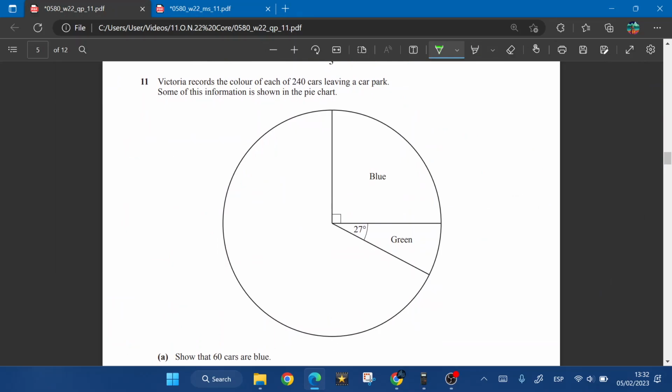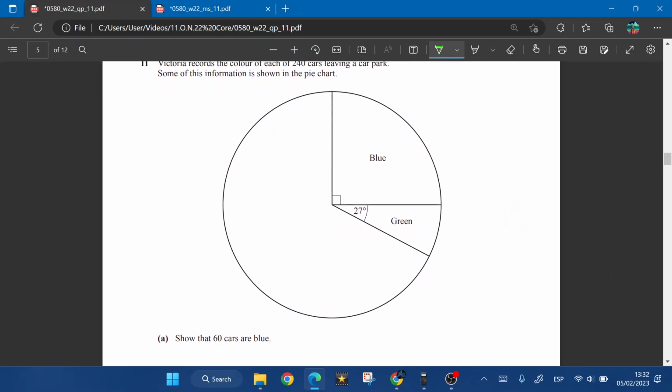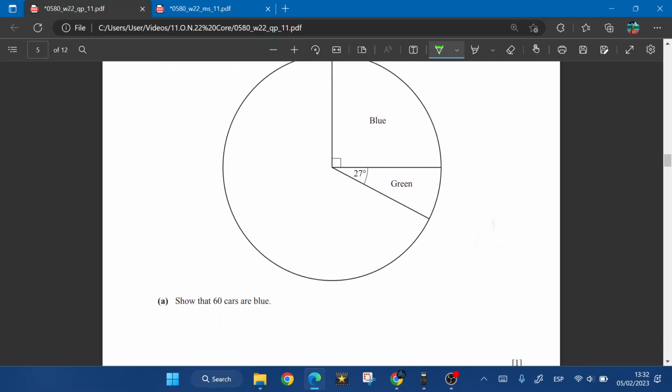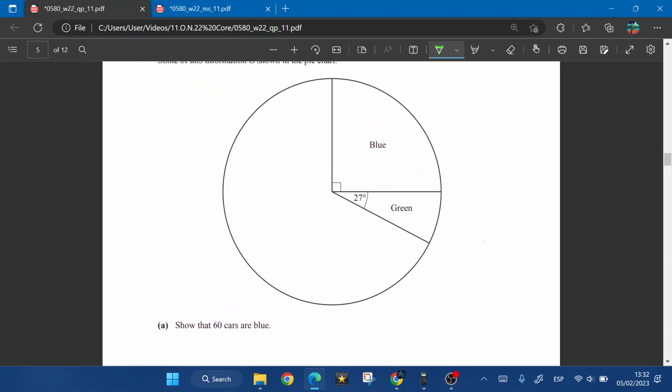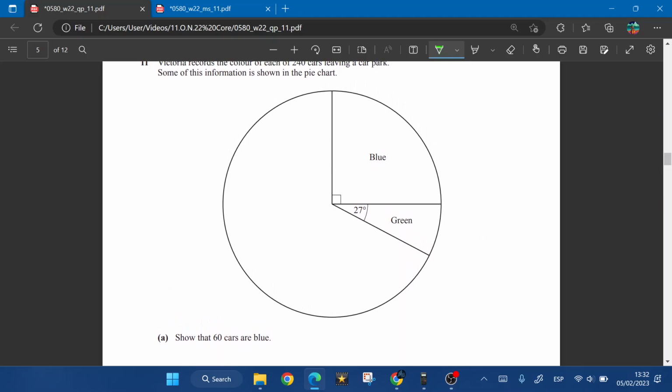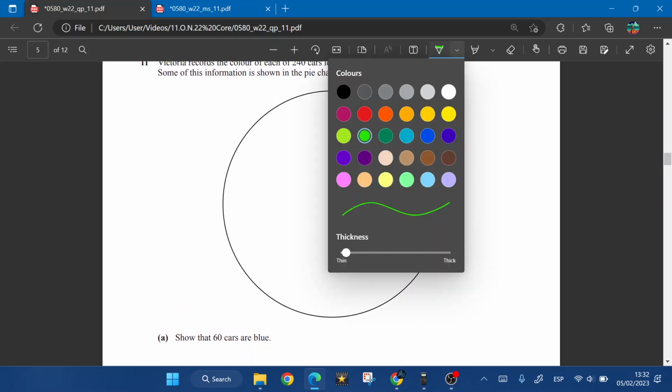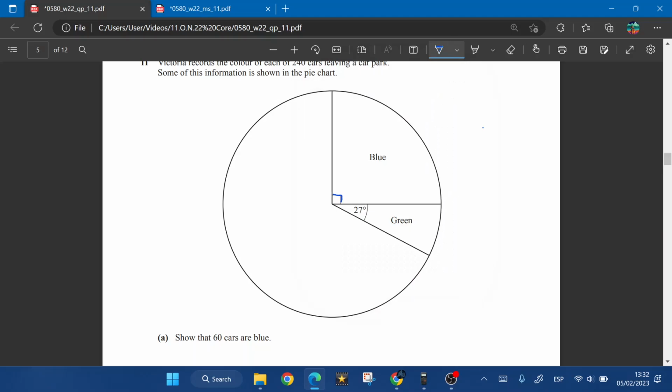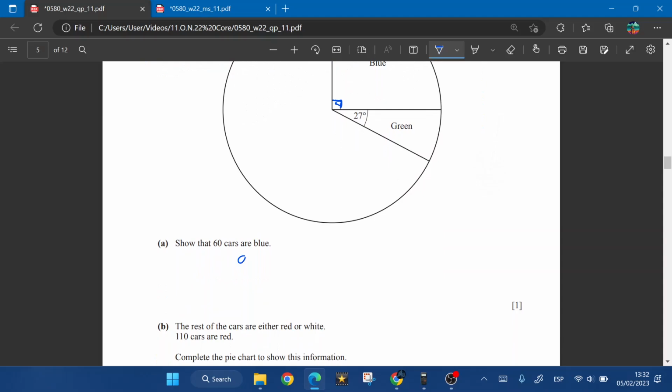Alright, colour of 240 cars leaving a car park. Some of this information is shown in the pie chart. Show that 60 cars are blue. Okay, what do we know about the blue cars in the pie chart? Well, we know that they got a 90-degree angle. 90 degrees out of how much? How much is the whole pie chart? 360. So that is the fraction of the pie chart that we have blue.